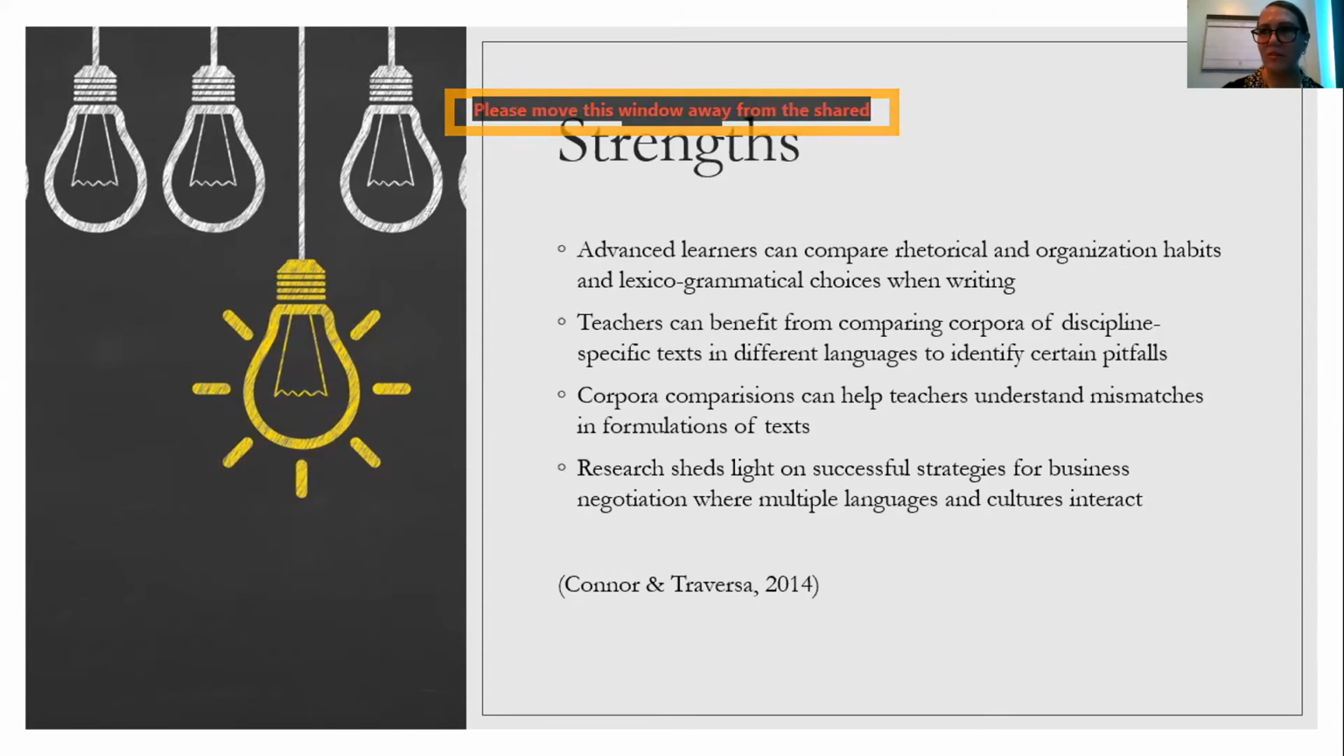For example, research article introductions are often a source of confusion. When learners rely on the conventions of their own native language, it can lead to a mismatch when writing in L2. By promoting awareness of the differences in writing conventions, it will help learners to develop their skills. At the same time, instructors should remind them that one system is not superior, just different. Finally, in the area of research, intercultural rhetoric helps to shed light on successful and unsuccessful strategies used during business negotiation where multiple languages and cultures interact. Now back over to Kate.